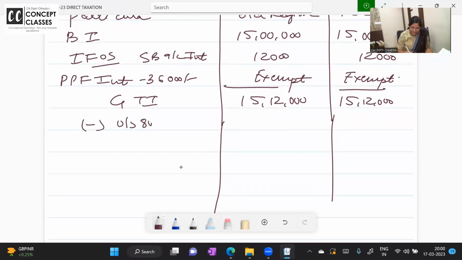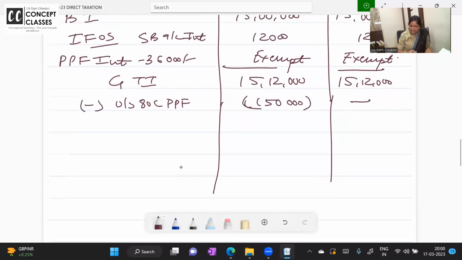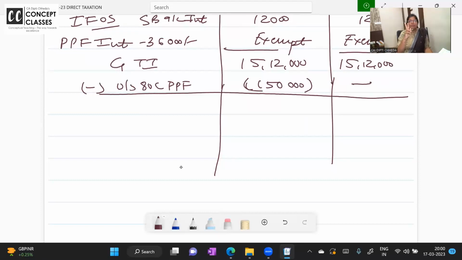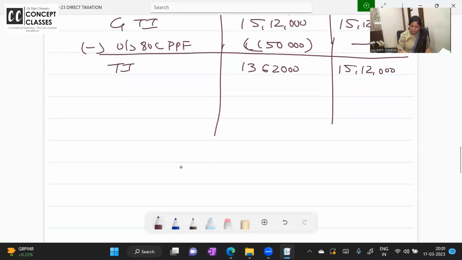Now deduction under section 80C, because you have put the money in PPF, is allowed up to 1,50,000 in the old tax regime. In the new regime, only two deductions are allowed: 80JJAA, providing employment additional wages to workers, or 80CCD(2), that was National Pension Scheme. Now total income. Yeah, pick up your calculators and calculate. 15,12,000 minus 1,50,000, 13,62,000. Total income is clear.